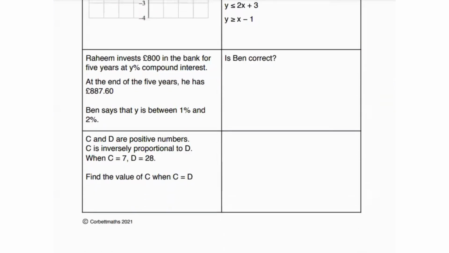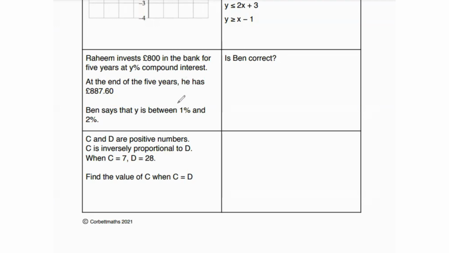Then it says Rahim invests 800 pounds in the bank for 5 years at Y% compound interest. At the end of the 5 years, he has 887.60 pounds. Ben says that Y is between 1% and 2%. Is Ben correct? What we'll do is find the compound interest at both of these rates and see whether Ben's value for Y is between 1% to 2%.